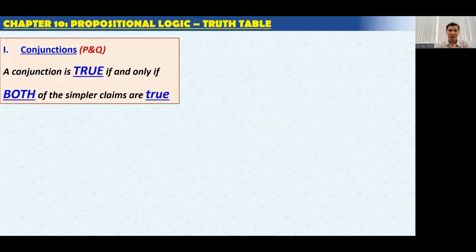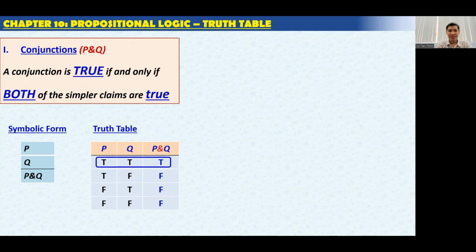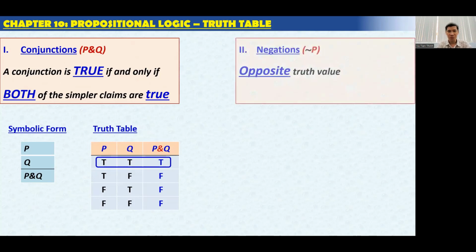So remember the value of conjunction. The conjunction is true if and only if both of the simple claims are true. The symbolic form of this argument should be P, Q, P and Q. Then you can see, we have the values for P, we have the values for Q. Then P and Q: when P is true and Q is true, then P and Q is true. And in the other three cases, it's false.